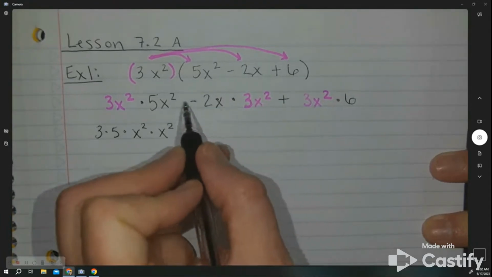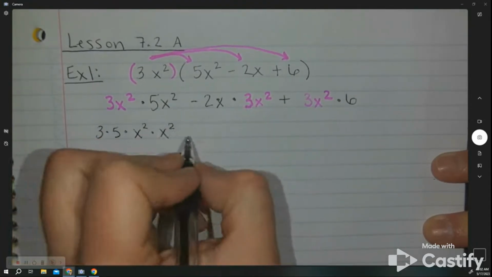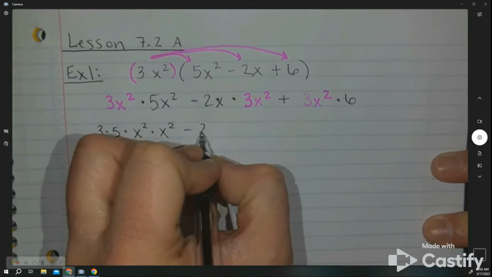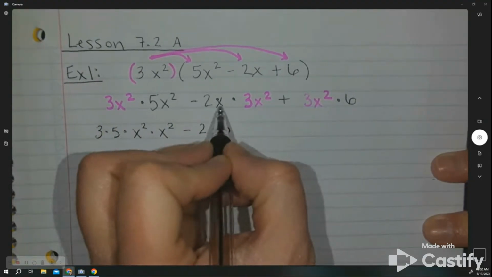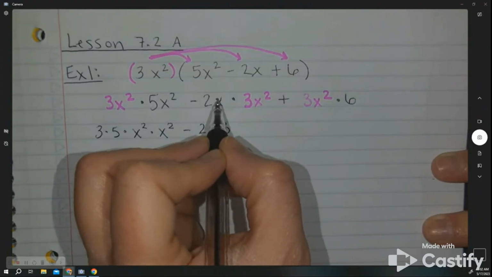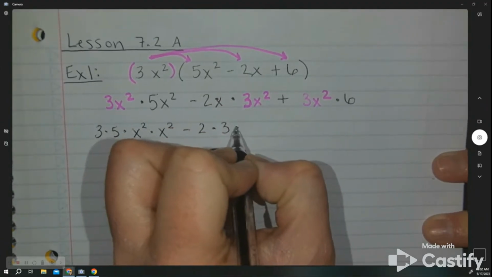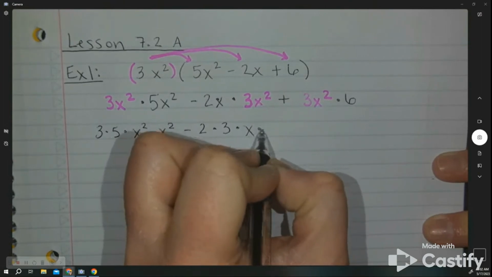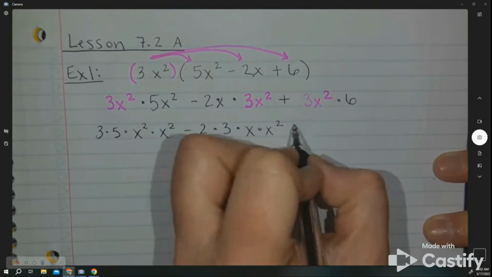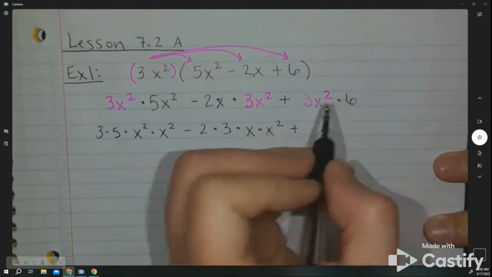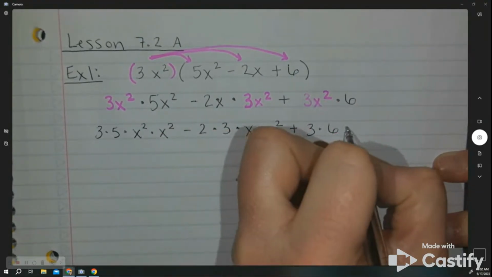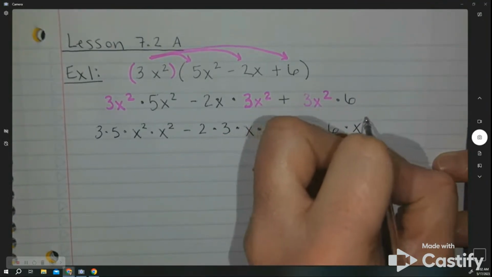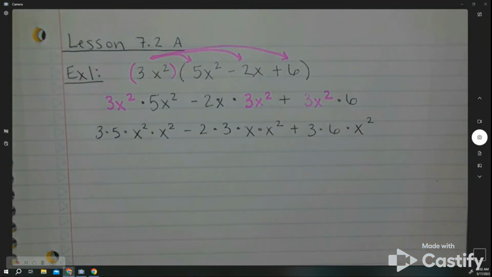Then here, I've got a negative 2 and a positive 3. So minus 2 times 3. And then I have an x and an x squared plus a 3 and a 6, so 3 times 6 times that x squared that's still there. So now that I've regrouped them, it makes it a little bit easier to simplify.